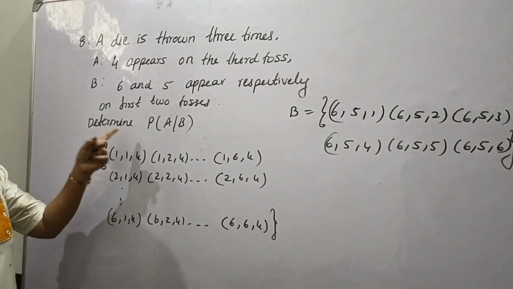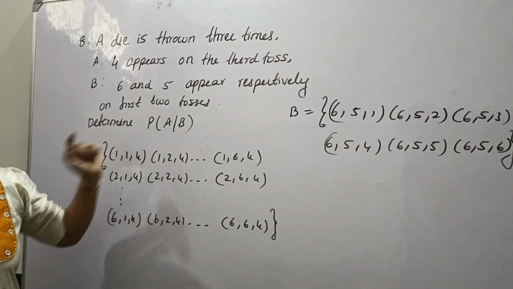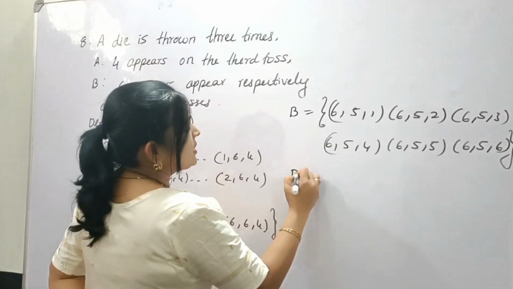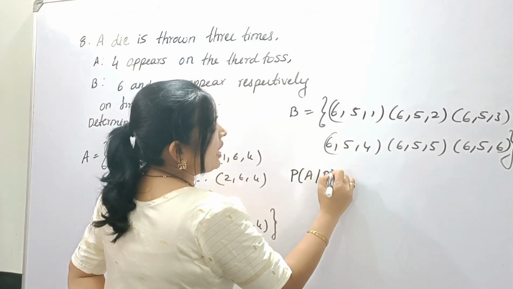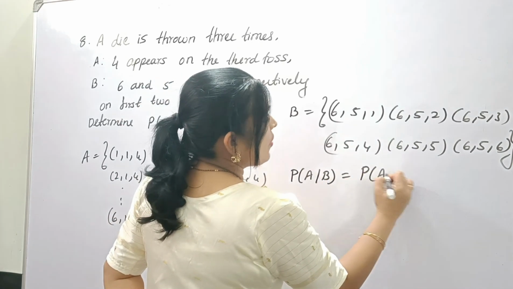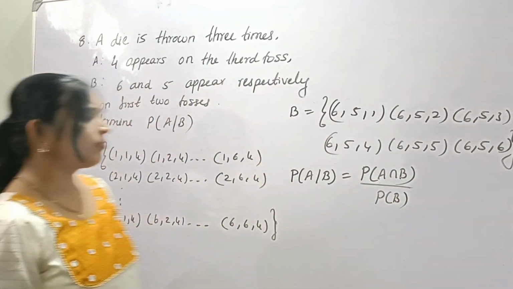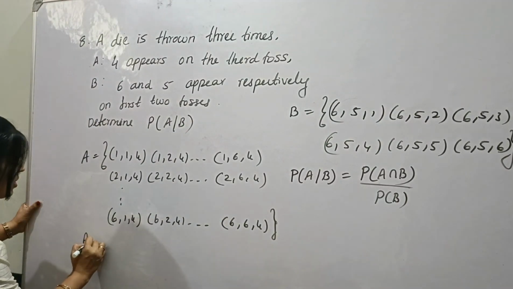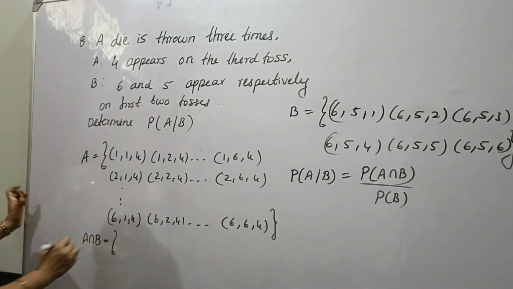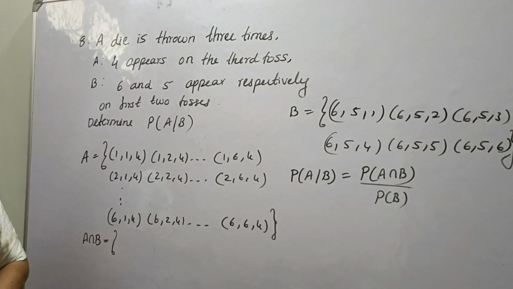Now we need to find probability of A given B. We know that the formula is probability of A given B is equal to probability of A intersection B divided by probability of B, right? Now let's write A intersection B. What is A intersection B? That is intersection of A and B.